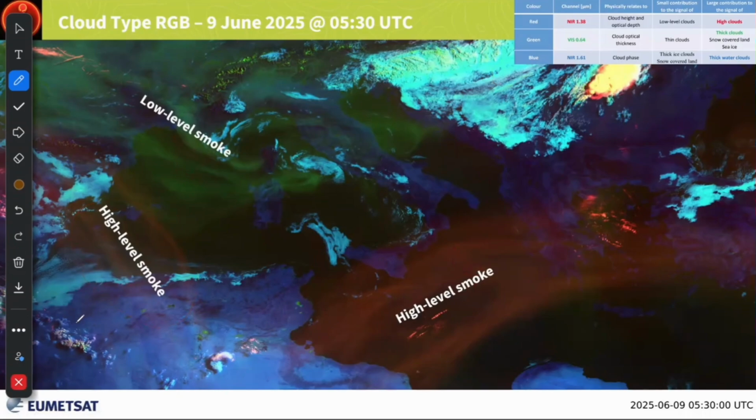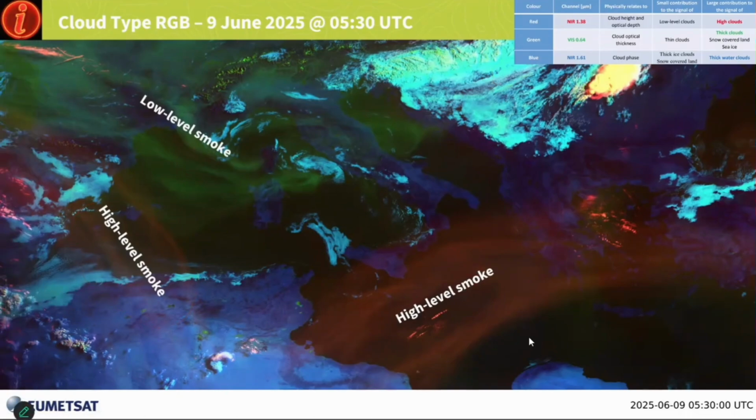Here you have it, the high level smoke and the low level smoke. And I think this is a very good tool here, this Cloud Type RGB, for detecting the height of the cloud. We are happy that this event does not happen too often. The last one I remembered was in 2023 and affected the Mediterranean part, not Central Europe, but more the Iberian Peninsula. So it happens now and then, but luckily not too often.